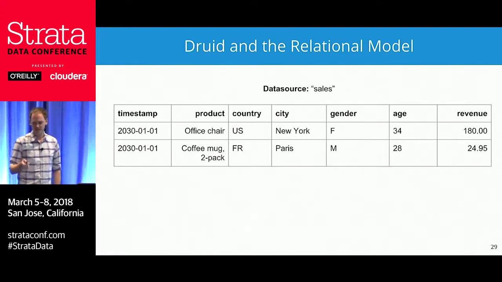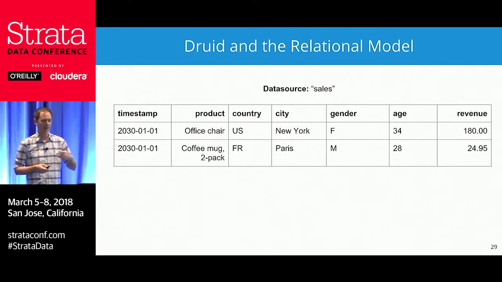So Druid and the relational model. Druid doesn't have tables. It has something called data sources. We call them data sources just to be different. A lot of things in Druid are named differently from what they're called in SQL databases. And part of it is to draw attention to the fact that they're not exactly the same as the tables. So we call this sales. In Druid, you can only query one data source at a time. So if you want to do an aggregate of sales, you need to essentially pre-join everything together. So you have the timestamp, you have the product name, country, city, gender, age, revenue, all in the same table, all in the same data source.